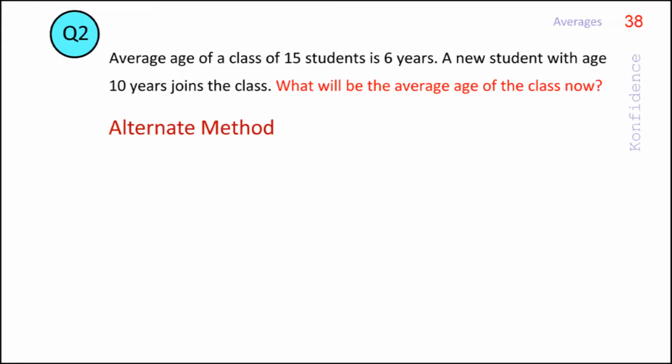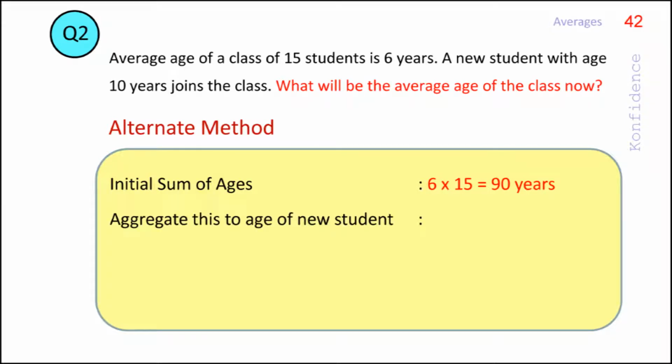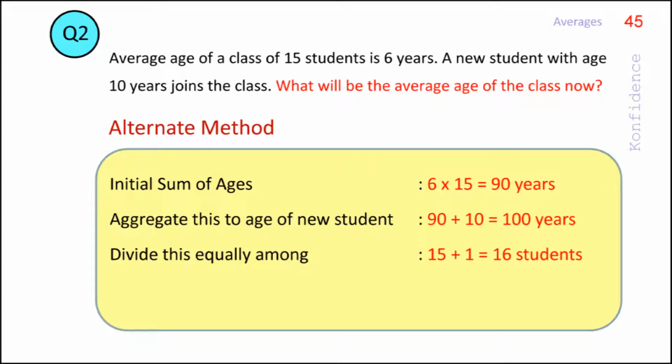Another way to approach this question would be to find out the aggregate of ages of the new class and then divide it by the total number. The sum of ages of all students in the class initially would be 6 multiplied by 15 or 90 years. Aggregate this sum with the age of the new student and the total will become 90 added to 10, which gives you 100 years. Now, divide this total equally among 16 students and the average would be 100 divided by 16 or 6.25 years. Can you find out some other method to reach this answer?